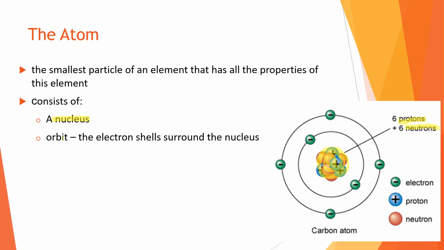An atom also consists of orbits, and these are shells that surround the nucleus. So this here is an orbit, this here is an orbit that surrounds the nucleus, and they contain electrons. Okay, so these green dots are the electrons.